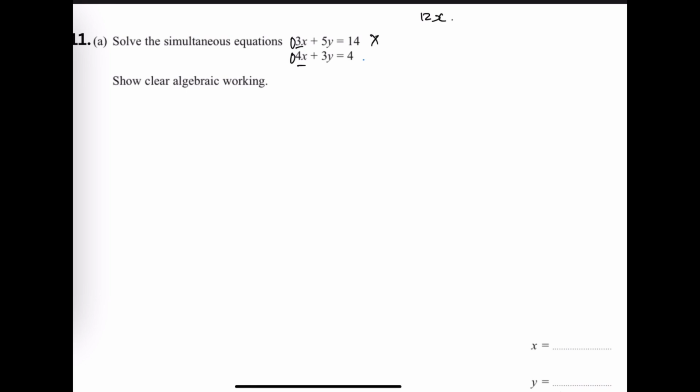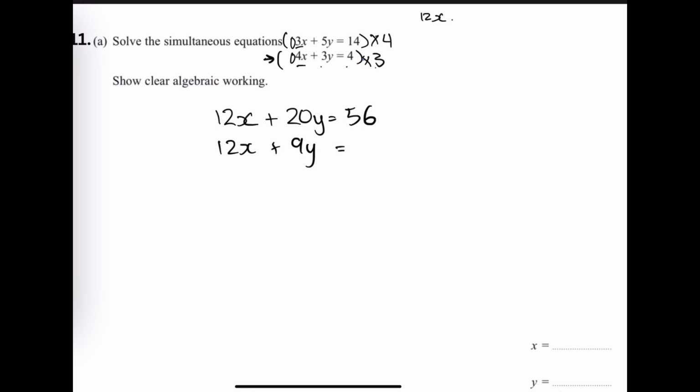We need to times this whole equation by 4 and this whole equation by 3. Remember, when you times something, you need to times every single thing in the equation. You can't just times one part of it. So it will be 12x plus 20y equal 56. And the second equation will be 12x plus 9y equals 12.